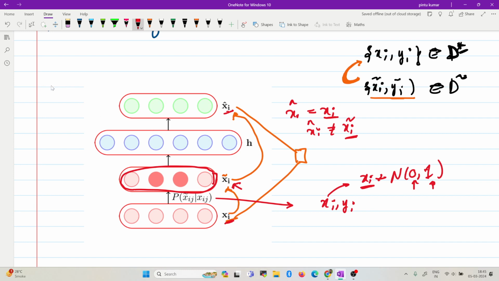So this is another regularization technique. Why is this a regularization technique?